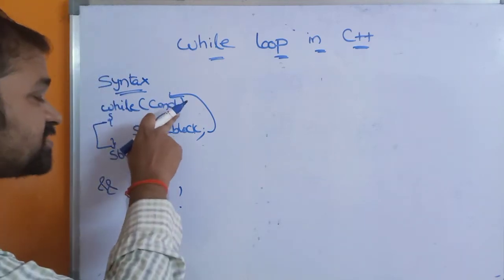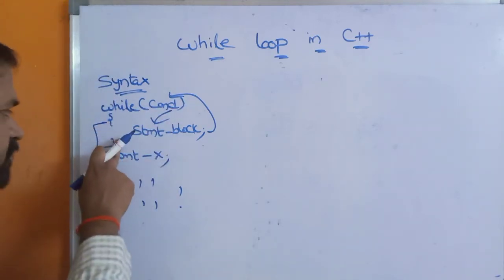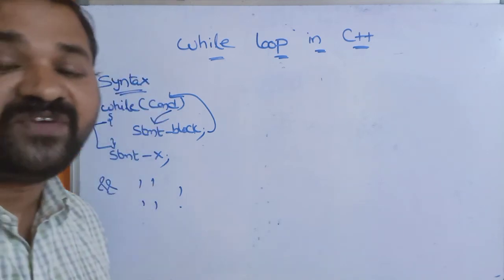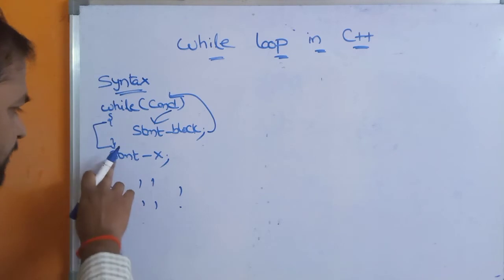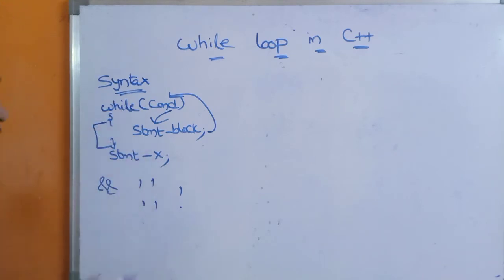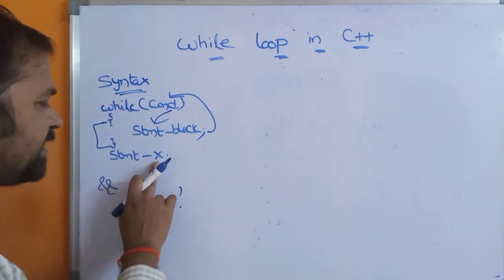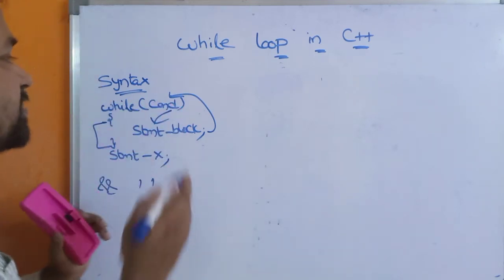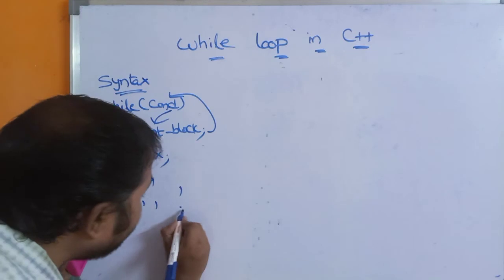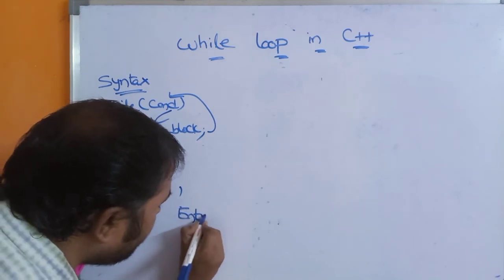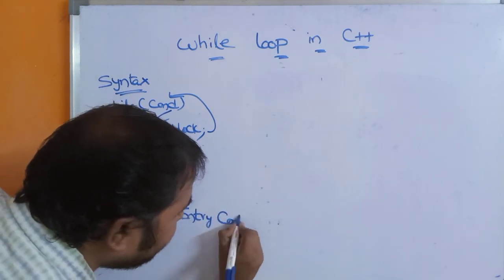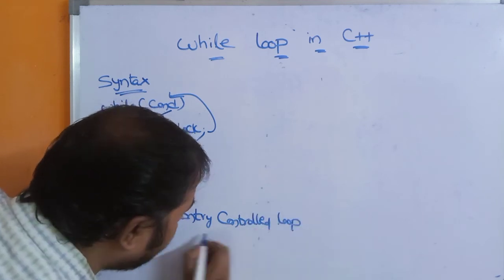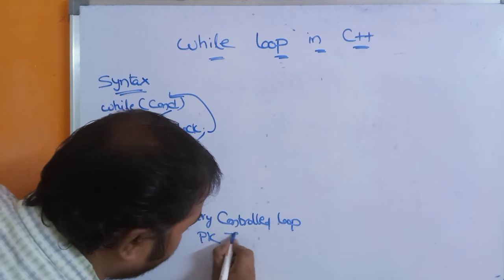Whenever the condition is false, the control comes out of the while loop. So the statements following the while loop will get executed. Here we have statement X after the while loop, so this statement X will get executed. The while loop is also called an entry controlled loop, or we can also call it a pre-test loop.